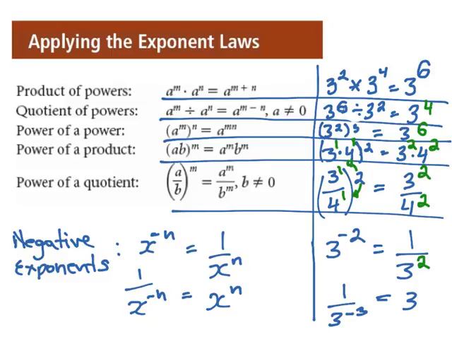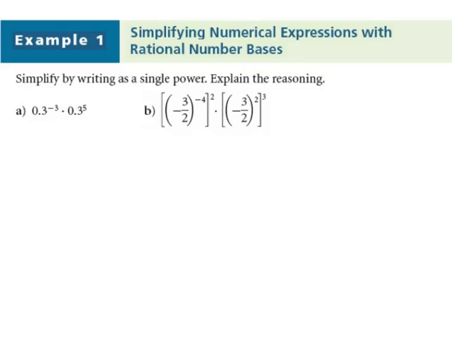Same way as if we have a negative exponent in the denominator of a fraction, like this one, 1 over 3 to the power of negative 3, we can switch it to a positive exponent without having a fraction now. So it's going to be 3 to the power of 3 with a positive exponent. We're going to use these laws in the following examples.